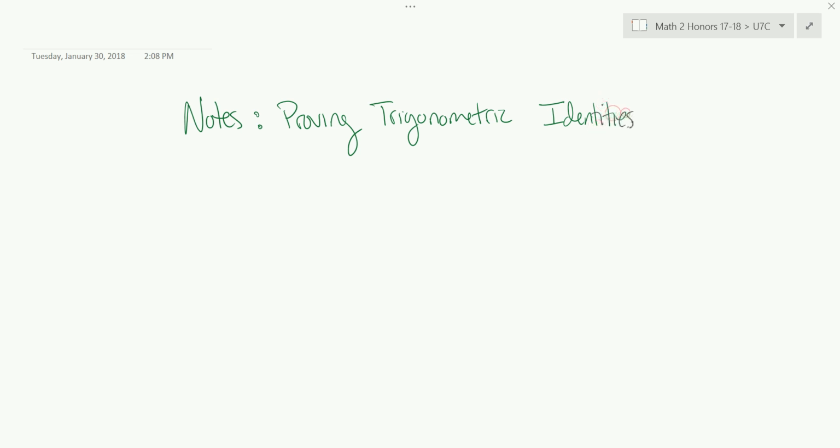Okay, so title and notes, proving trig identities. And I'm going to start with our first example and kind of teach you what we're needed to do as we work through these examples, okay?